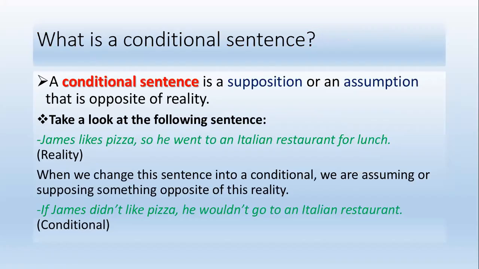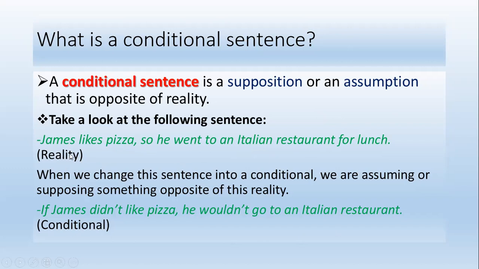So first of all, what is a conditional sentence? A conditional sentence is a supposition or an assumption that is opposite of reality. When I'm assuming something that didn't happen yet, okay? For example, let's take a look at the following sentences. When I say, James likes pizza, so he went to an Italian restaurant for lunch. That's the reality. He likes pizza, and as a result, he went to an Italian restaurant for lunch.